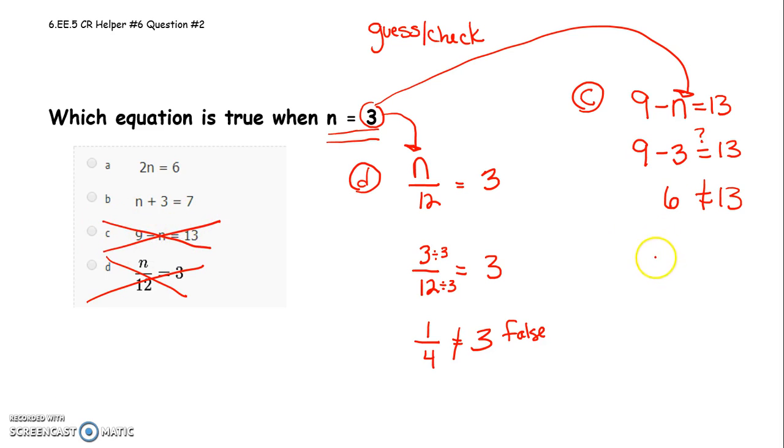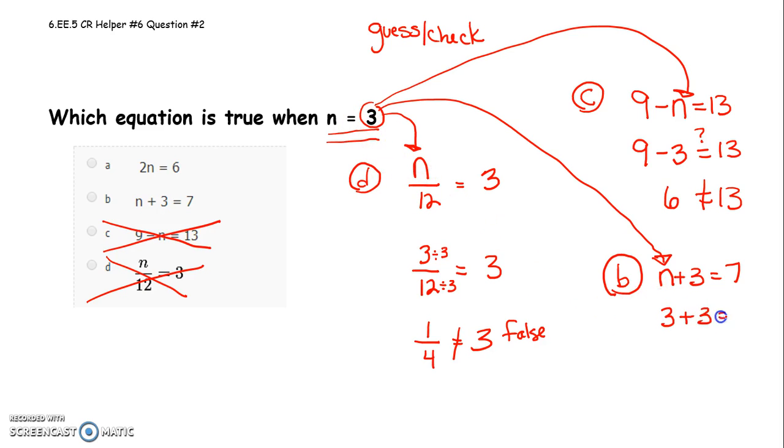I'm going to guess it's B. I feel strongly it's probably letter B. n plus 3 equals 7. Come on, lucky n. So again, I'm going to check if I substitute 3 in place of n. I'm going to do 3 plus 3 equals 7. 3 plus 3 is 6. Yeah, 6 does not equal 7. It's not letter B. It better be letter A.